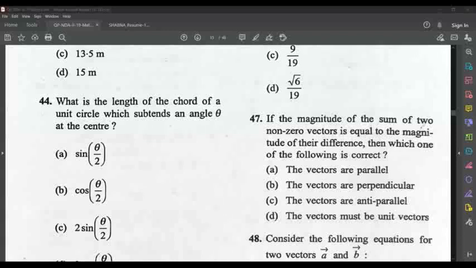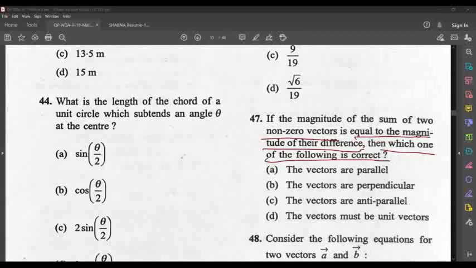The magnitude of the sum of two non-zero vectors is equal to the magnitude of their difference. Which one of the following statements is correct? The options are: the vectors are parallel, the vectors are perpendicular, the vectors are anti-parallel, or the vectors must be unit vectors.